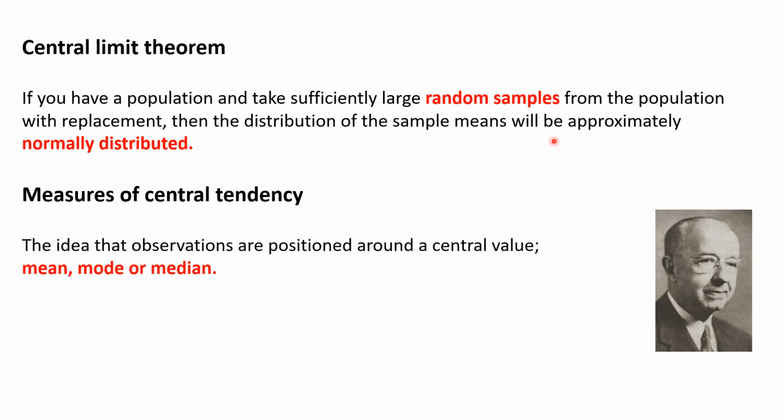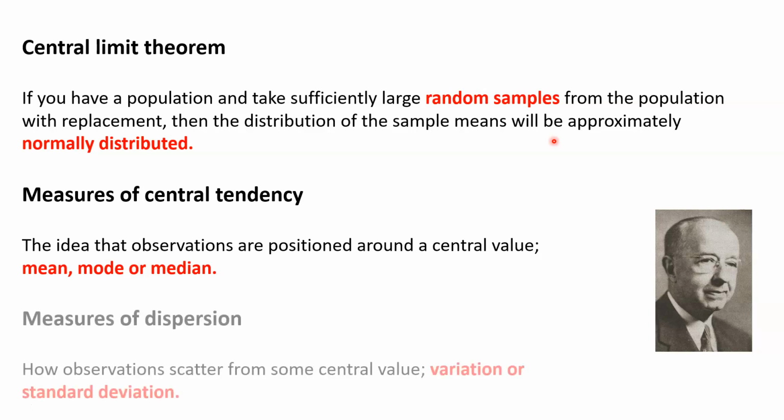Now there are two things that go with this central limit theorem. One is the measures of central tendency, which is the idea that those observations are going to be positioned around some central value. So that was a major part of understanding its natural variation and how normal the data is. The other one is about dispersion or spread. So it's the measures of dispersion, and this is how observations scatter from that same central value.